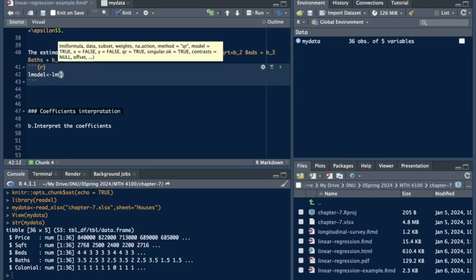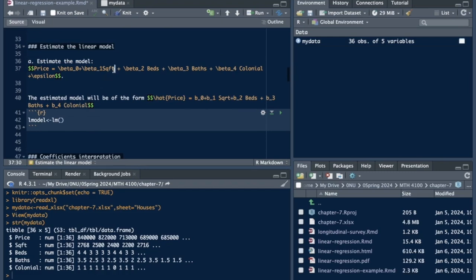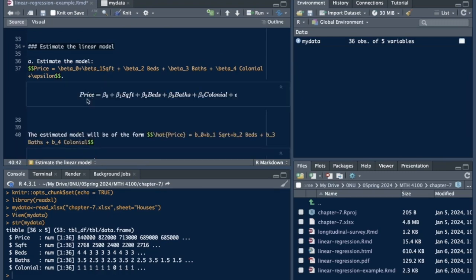LM contains many arguments. For now, we care about 2 arguments only. You have to write first the response variable. Let me go back here. This is your response variable, the price. And these are your independent variables, okay?